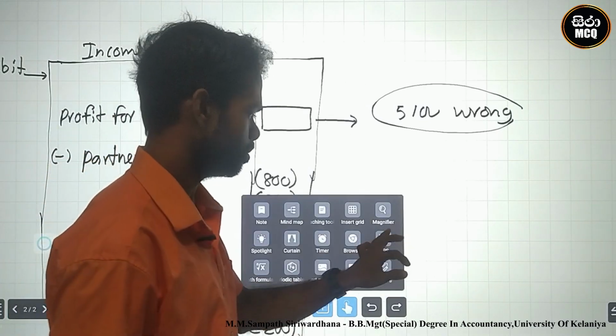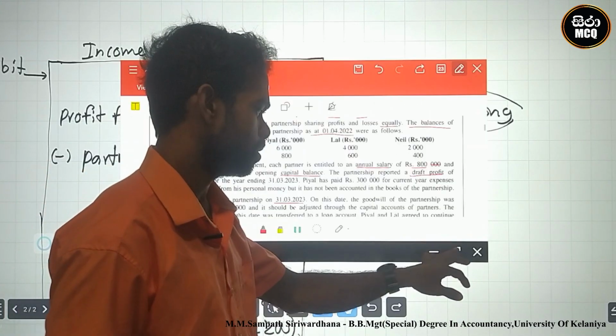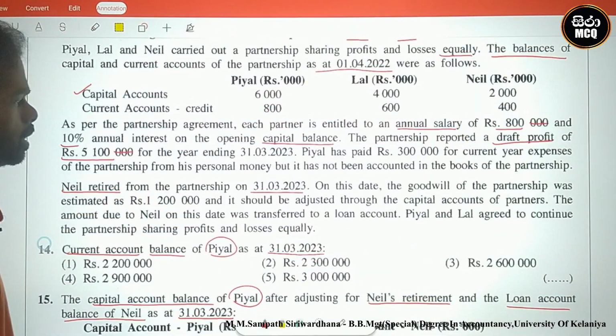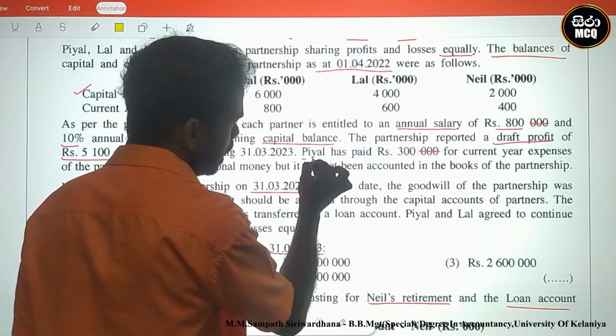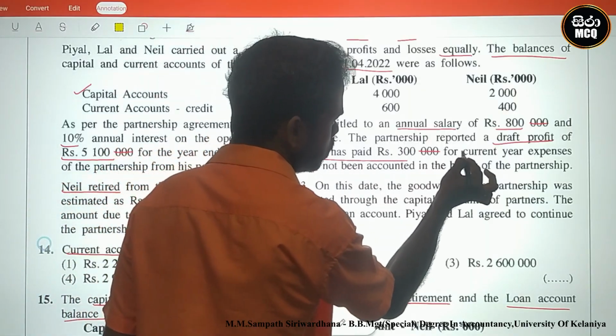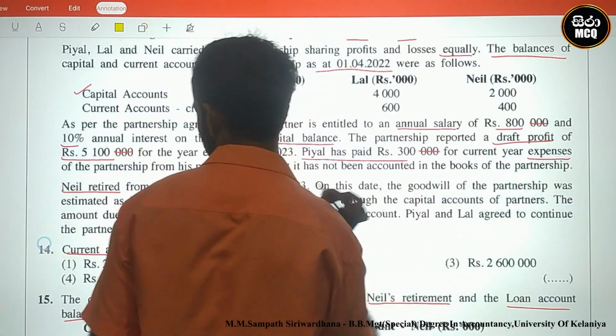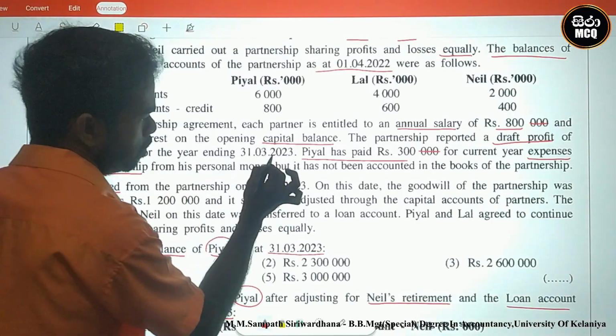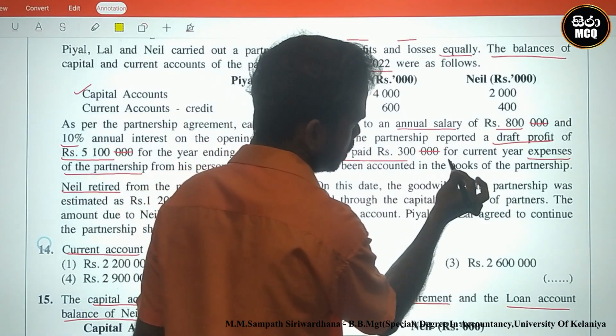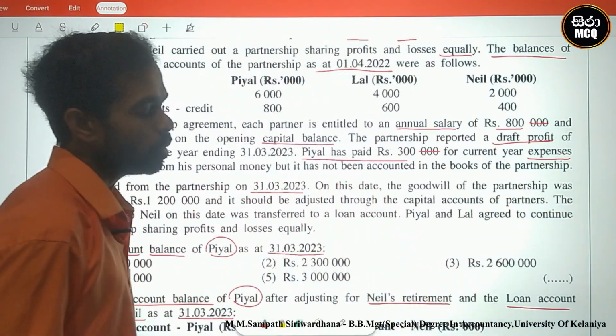Okay, let's see the question. Next one. Look here, this is the point. PL has paid 300 for current year expenses of the partnership from his personal money, but it has not been accounted in the books of the partnership.